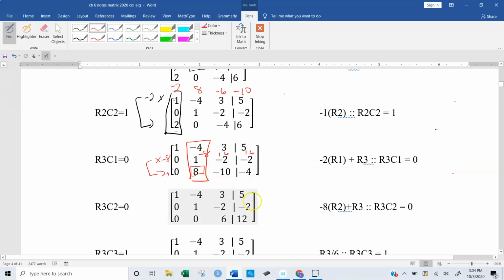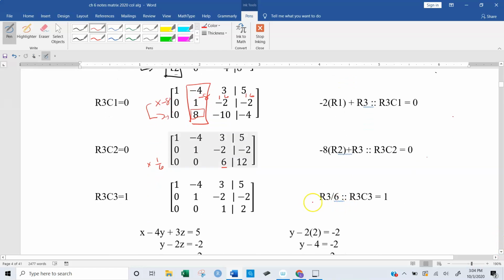First row stays the same, second row stays the same. Negative 8 plus 8 is 0. 16 and negative 10 is 6. 16 and negative 4 is 12. Now I need to get this guy to a 1. He's the last one I need to change. And the easiest way to get this thing to a 1, no matter what it is, is to divide by it. So since this is 6, I'm going to divide by 6, which is the same thing as multiplying by 1/6. So that's going to change him to a 1 and the 12 to a 2.